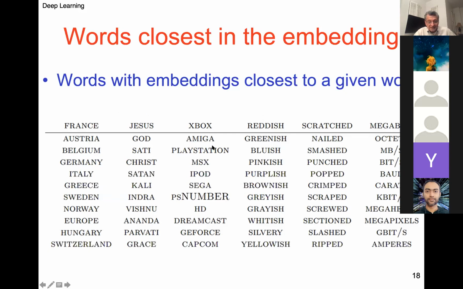Or Xbox is like Amiga, PlayStation, MSX, iPod, Sega, Dreamcast. It's learned all this. Reddish is similar to greenish, bluish, pinkish, purplish, brownish, grayish, yellowish. Scratched is like nailed, smashed, punched. Isn't that interesting? Megabytes goes along with things like baud, bit per second, megabytes per second, and octets. So how was this trained? As in the previous slide, it showed legal occurrences and illegal occurrences. That was enough for it to learn all this, that these are closest in that space. The vectors are close together.